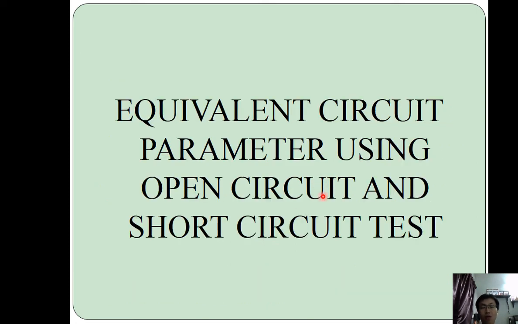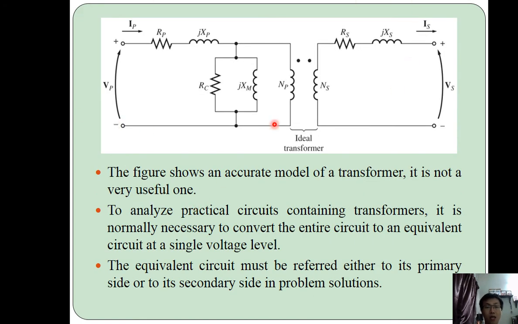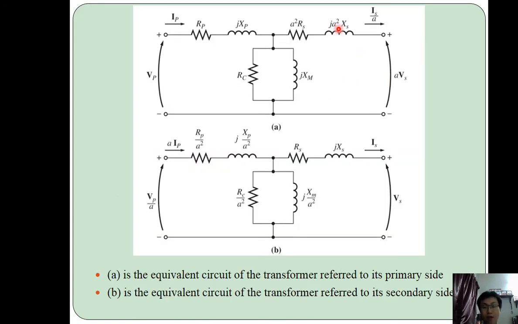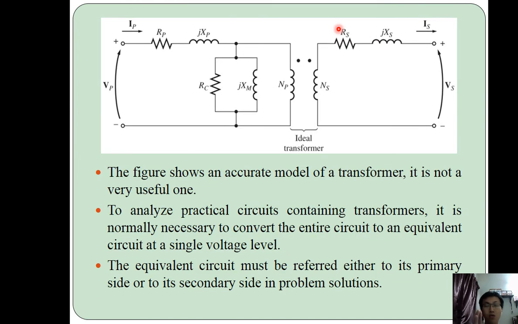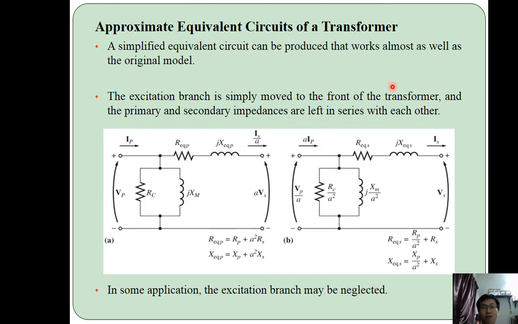Equivalent circuit parameters are found using the open circuit and short circuit tests. I will not explain this further because we already talked about it in detail in the single phase transformer. The major items to be considered are copper losses, eddy current losses, hysteresis losses, and leakage flux, and then we convert them into an equivalent circuit. The most important thing is we convert the three phase to single phase first, and then it comes to the equivalent circuit, and then the approximate equivalent circuit of a transformer.